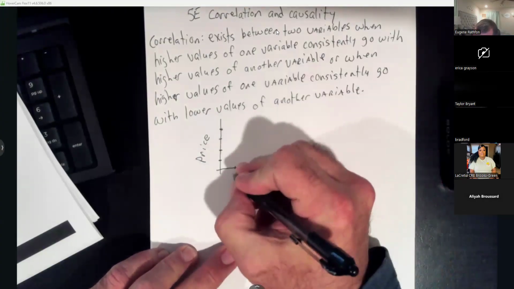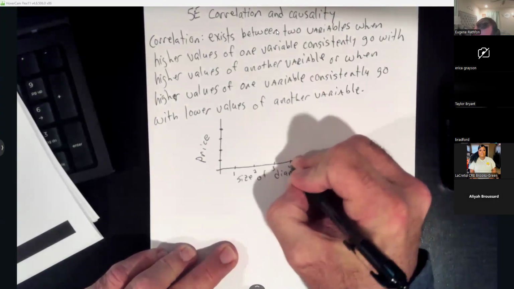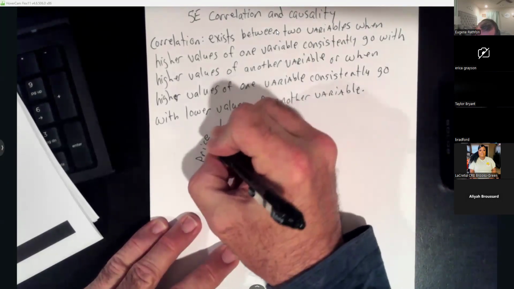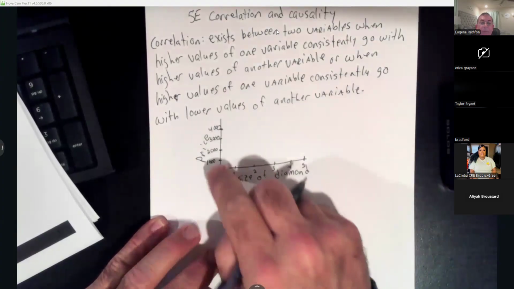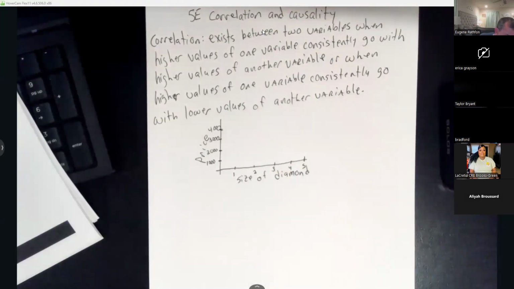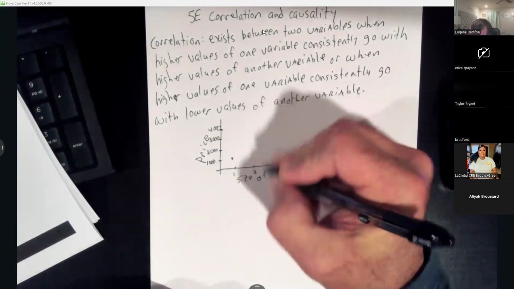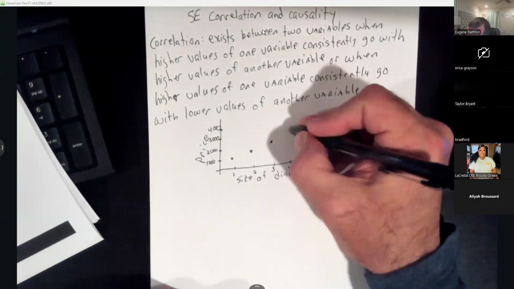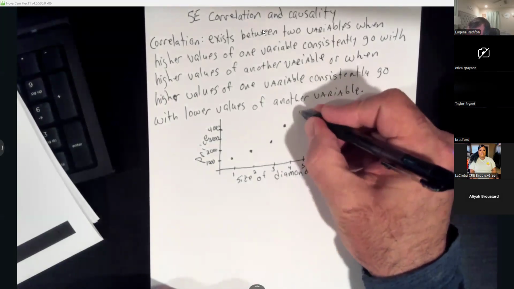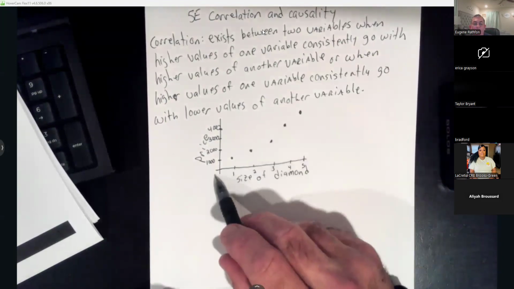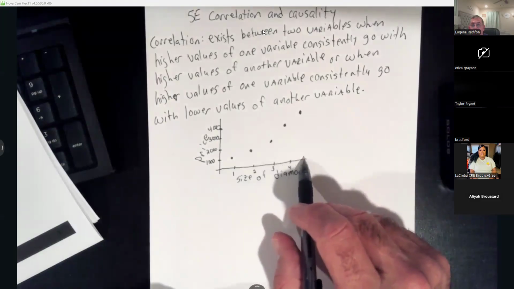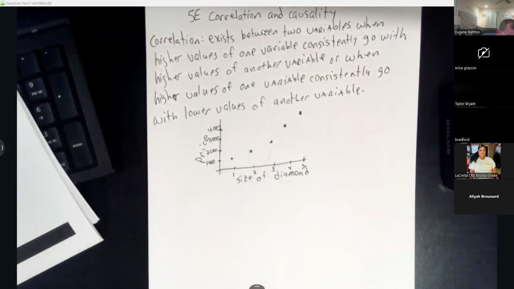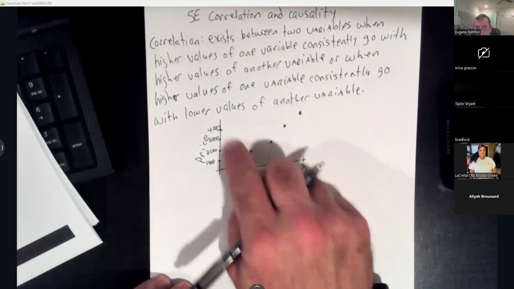So the size of the diamond, let's just say we got 1 carat, 2 carat, 3 carat, 4 carat, 5 carat. And then the price could be something like 1,000, 2,000, 3,000, 4,000, and so forth. So as the size of your diamonds increases, then generally the prices will increase. And you'll get some kind of a little scatter diagram. But this is what I mean by when one size gets higher, then the prices are all getting higher also. Okay, so that would be a correlation in which both of them were getting higher.